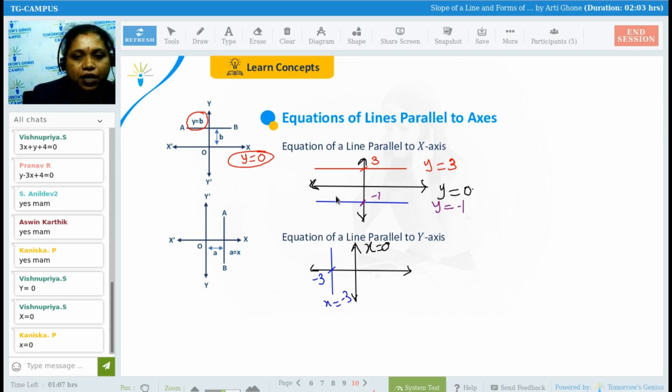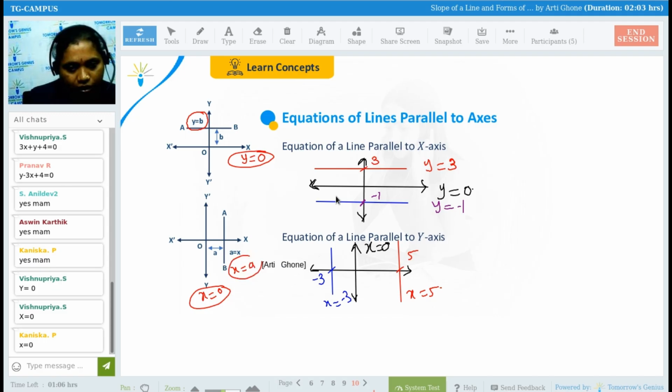Similarly, in the positive end, I'll take any random example. If a line passes through 5, making an intercept of 5, then we can directly write down it is x is equal to 5. So, if my y-axis has its equation x is equal to 0, a line passing through A will have its equation as x is equal to A. Clear? Okay, clear? Lines parallel to x-axis and y-axis.